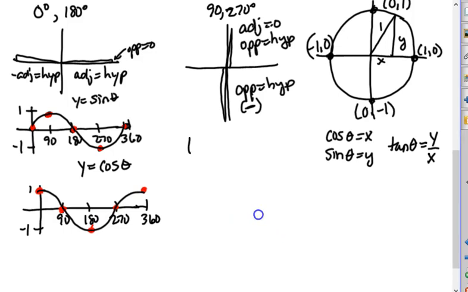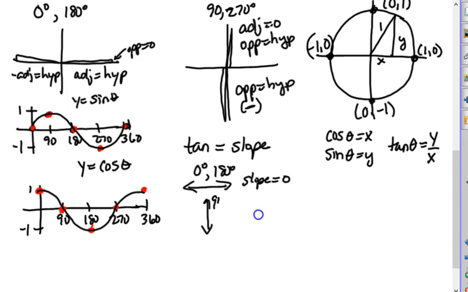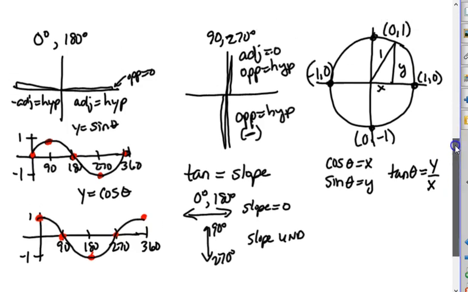And then I can think of tangent as slope. Tangent equals slope. So at 0 or 180, slope equals 0, so tangent equals 0. At 90 and 270, slope is undefined, so tangent is undefined. So these are ways that you can help figure out sine, cosine, and tangent for angles that you can't draw a triangle for. And if you can find sine, cosine, and tangent, then you can find secant, cosecant, and cotangent.